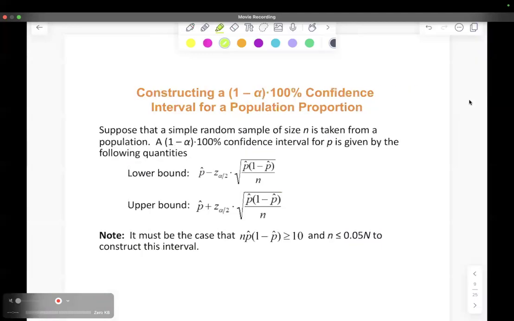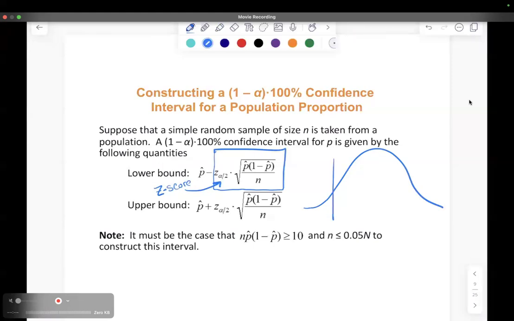Okay. So the way that we find our margin of error, I'm going to circle just the margin of error piece. This right here is the margin of error piece. This is a z-score. And this z-score is because a confidence interval is a center. A confidence interval is a center. We cut the alpha in half.